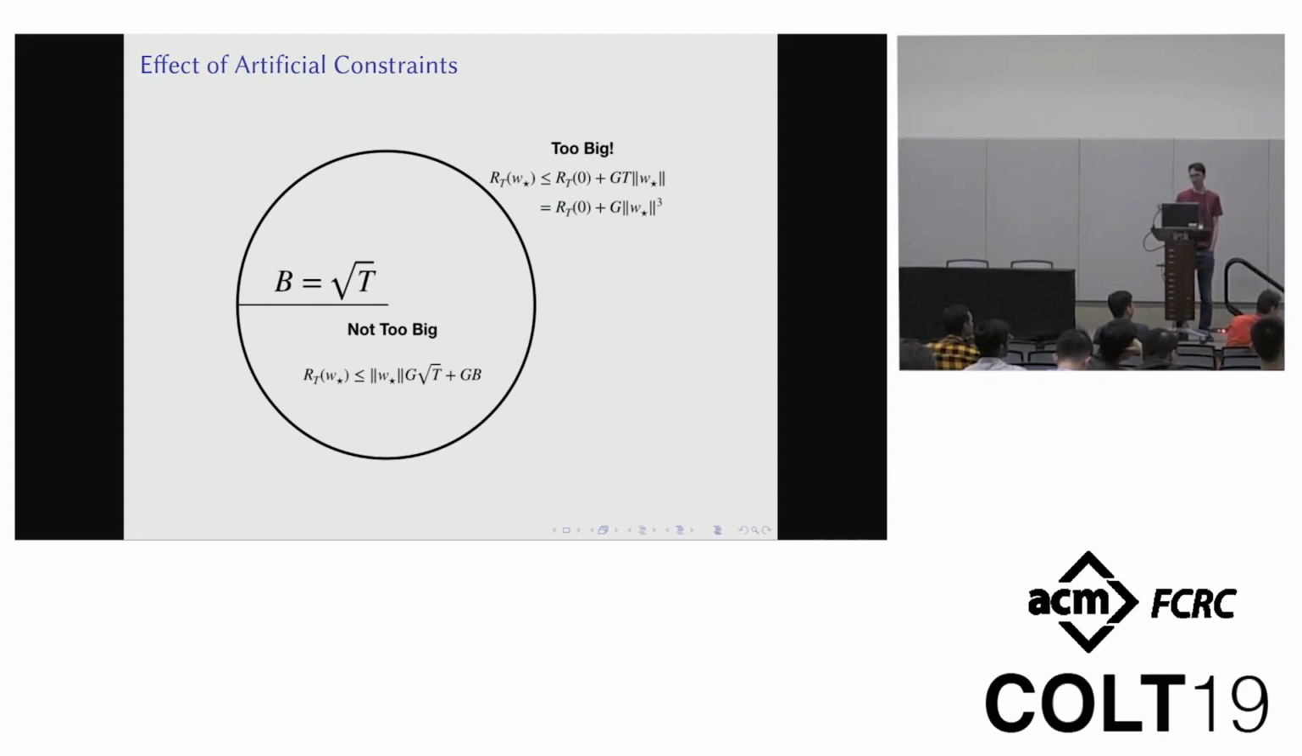So this is a little bit of a sleight of hand, but the right thing to do is, of course, to have a varying constraint set. If you run the algorithm for an unknown number of time steps, you can make the constraint set get bigger over time. And then you'll have this regret bound uniformly for all time.